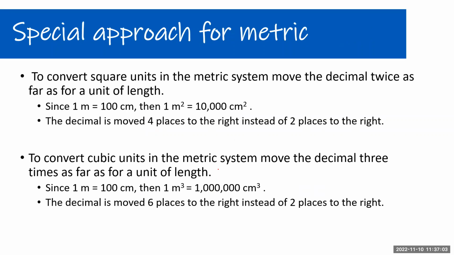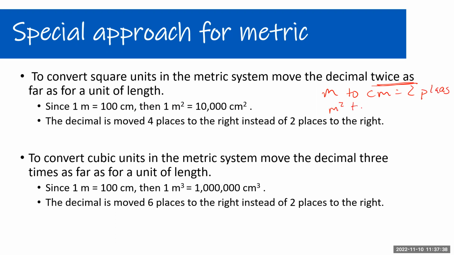Now, if you're talking about square units and cubic units in the metric system, you can certainly use what we have already talked about in the area and volume sections, but it can also help you to think about 1 meter being 100 centimeters. So 100, we would move it 2 decimal places. Then if we're talking about square meters, we're going to move it 2 times that, so 4 places. Okay, so we're moving it twice as far. So meter to centimeter is 2 places.